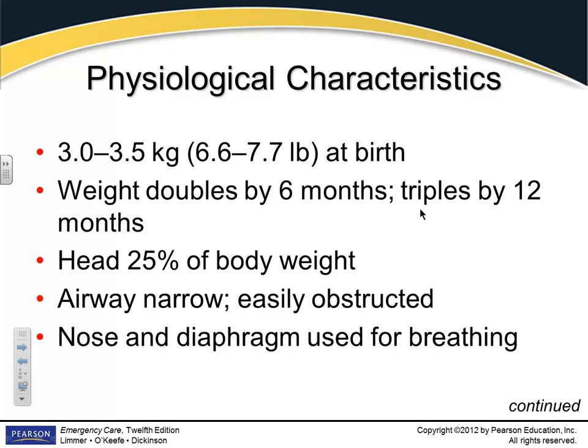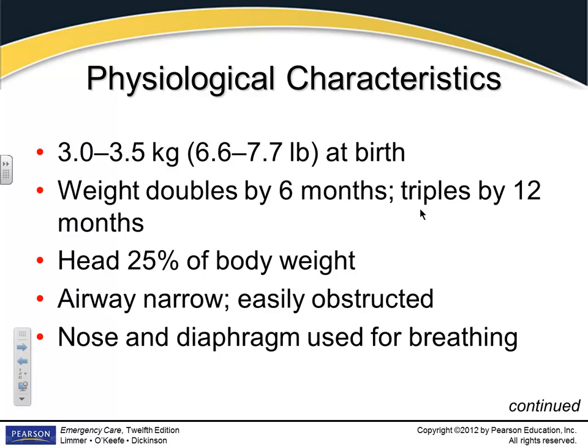The physiological characteristics: we're weighing, and we always think in kilograms, of course, so 3 to 3.5, 6.5 to 7.5 pounds at birth. Weight doubles by 6 months and triples by about 12 months. Think about how that must feel as you get that much larger. I mean, you're pretty much doubling your body. So maybe that explains some of the crankiness of babies at some point.